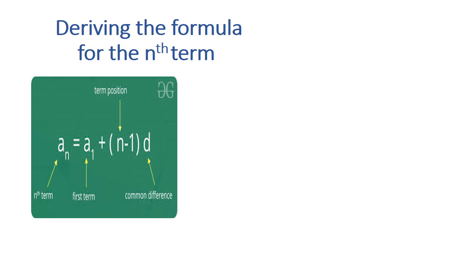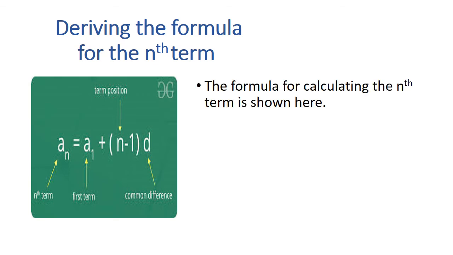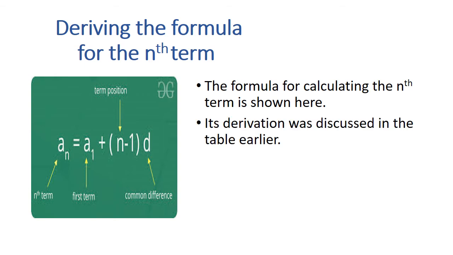We write it as a15. First term a1, second term a2. In the same way, the 15th term will be a15. But what is its position? 15. So n is equal to 15. Yes, this is the formula for calculating the nth term.